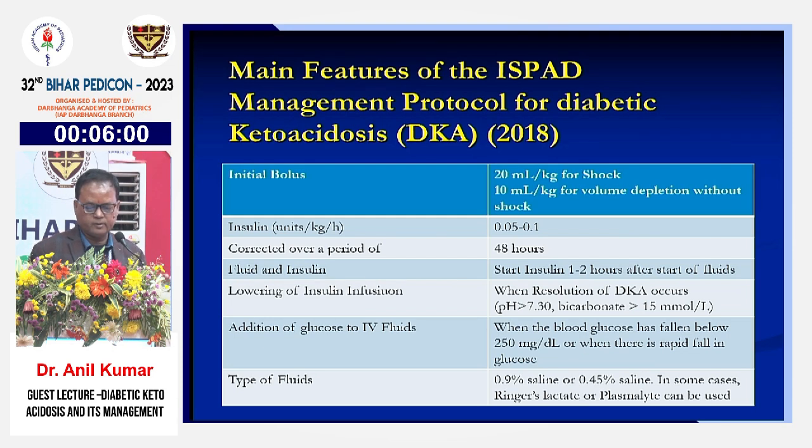Type of fluid: we will choose fluid between 0.45 to 0.9% saline. We will not use more than this or less than this; if you do, there will be a chance of decrease or increase of osmolality. In some cases, Ringer lactate or Plasma-Lyte can be used, in the condition of hyperchloremic acidosis. When we give an excessive amount of chloride, there is a chance of hyperchloremic acidosis. In those cases, we will give Ringer lactate or Plasma-Lyte.